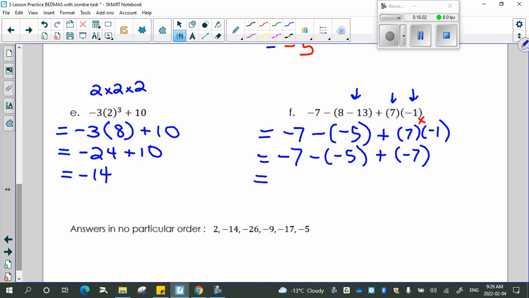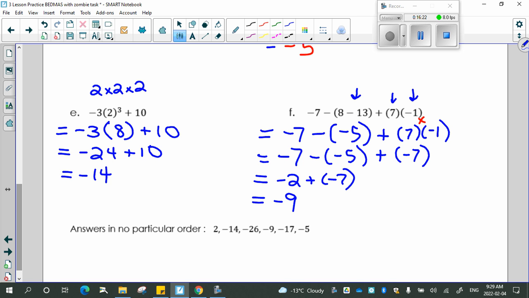All right, and now that we're just going from left to right and it's all add and subtract, we could do it all at once. I saw some people taking 2 steps, which was fine. So they did -7 minus -5 and got -2. And then -2 and -7 is -9. Awesome.